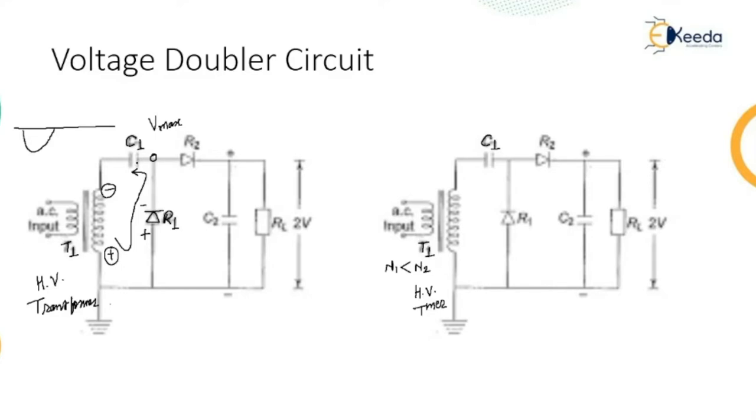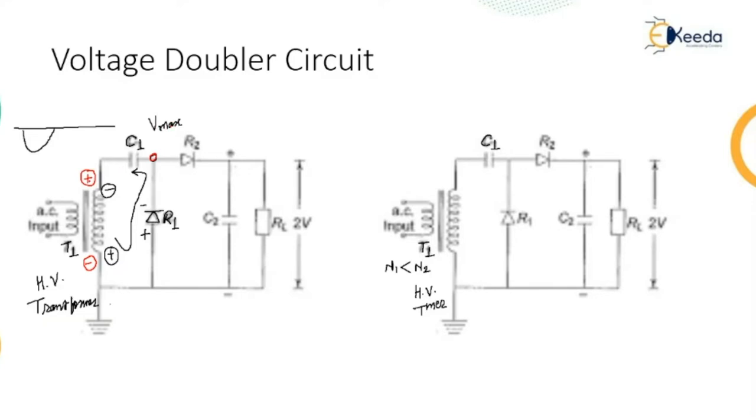During the negative half cycle, we get this polarity. As the voltage of the transformer rises to positive V max during the next half cycle, the potential of the other terminal of C1 rises to a voltage of plus 2 V max. Now, how does this happen? Let us understand this. For that purpose, I refer to this particular side becoming positive and the other side becoming negative. Now, the potential at this point is V max.